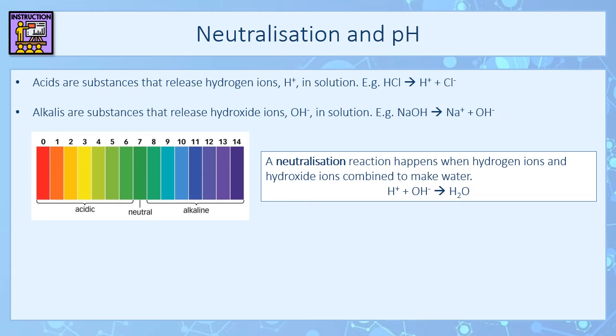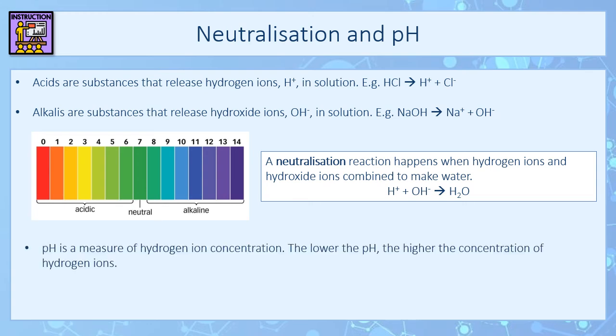A neutralization reaction happens when the hydrogen ions from the acid and the hydroxide ions from the alkali combine to make water. And you can see the ionic equation for that reaction here, H+ + OH- making water, H2O. So if we add an acid to an alkali, we'll get a neutralization reaction happening.